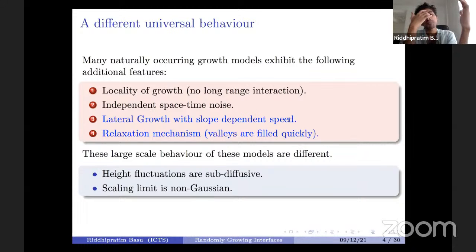And the universal behavior that is expected in this situation is widely different. First of all, the fluctuation. The typical value of the interface will still grow linearly. At time t, the typical value will still be of order t. But the fluctuations now become much smaller than square root t. So these are subdiffusive fluctuations, and the scaling limit becomes non-Gaussian. So it's very different. Okay, are there any questions so far?